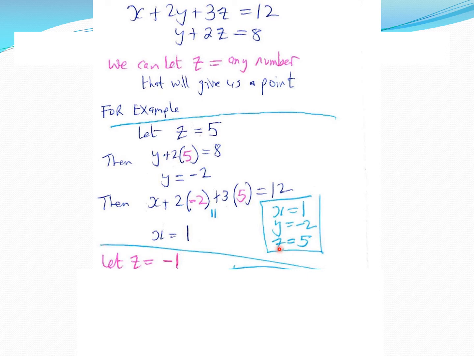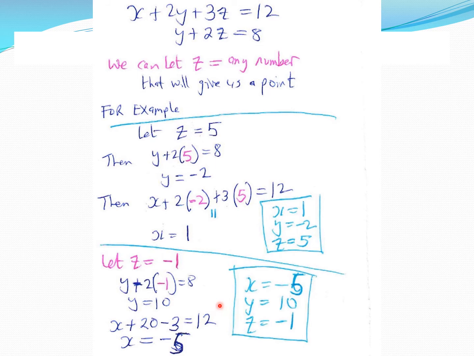But this is a pencil of planes, so there's a whole line of points that make up where the planes intersect. What would happen if we let z equal minus 1? Just picking these numbers off the top of my head. z equals minus 1. So again, feed the minus 1 into the second equation. y plus 2 times minus 1 equals 8. So that's y minus 2 equals 8. y equals 10.